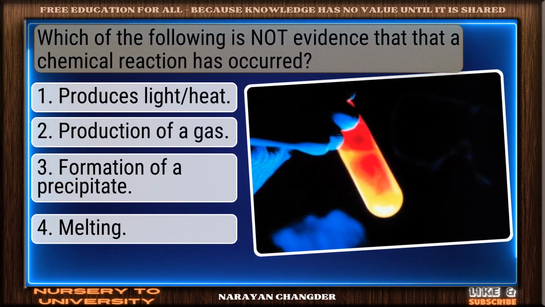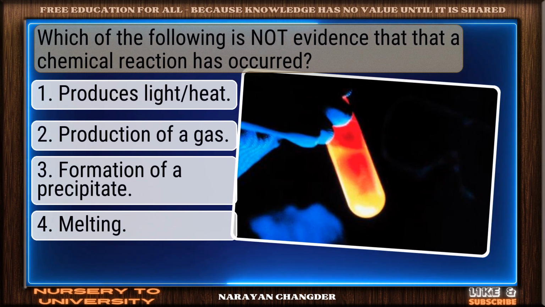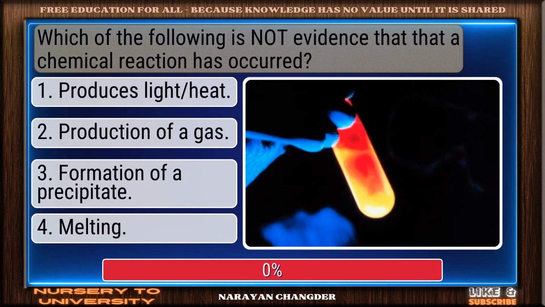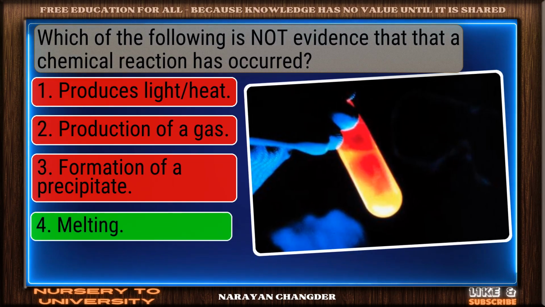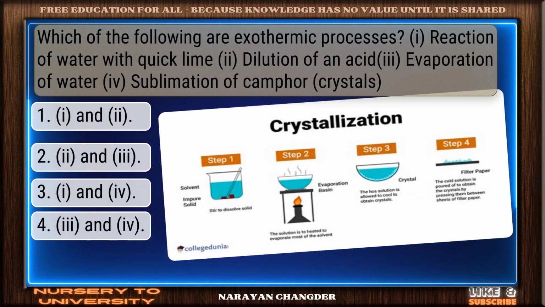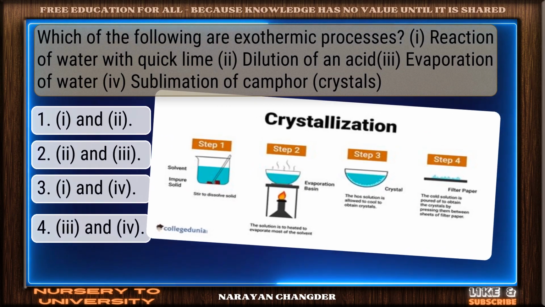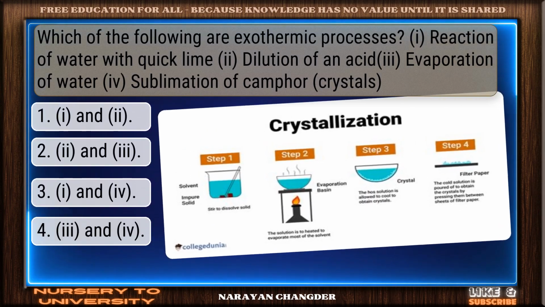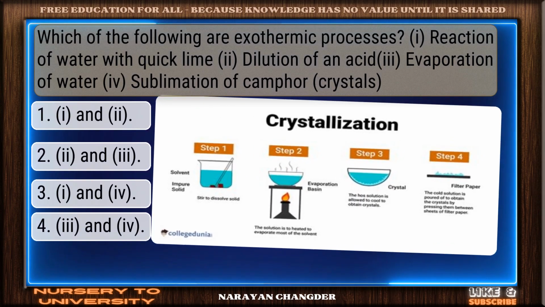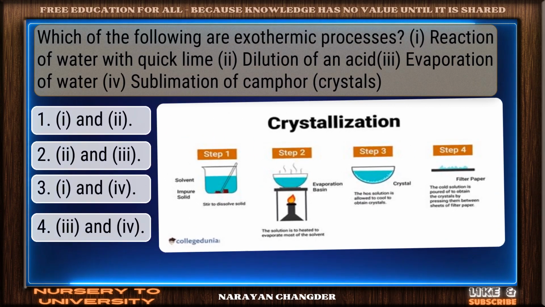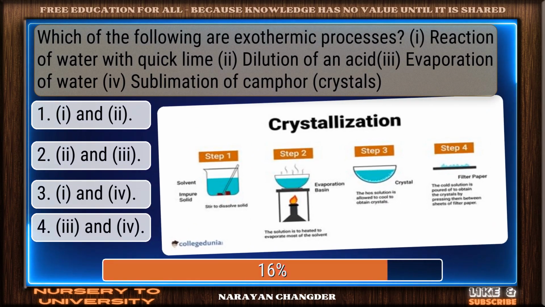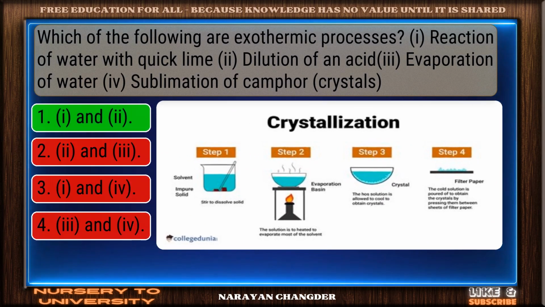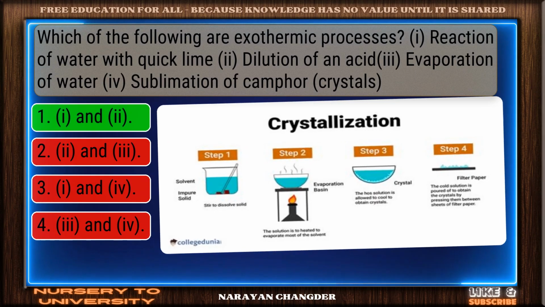Which of the following is not evidence that a chemical reaction has occurred? Great job. Melting is accurate. Which of the following are exothermic processes? Reaction of water with quicklime, dilution of an acid, evaporation of water, sublimation of camphor. Nice selection, and is correct.